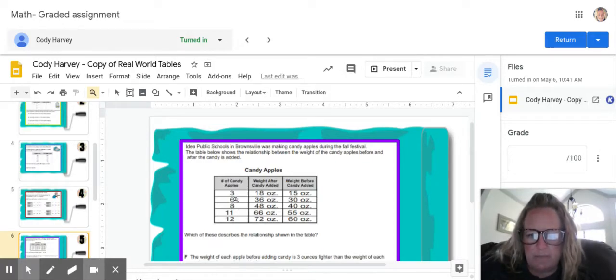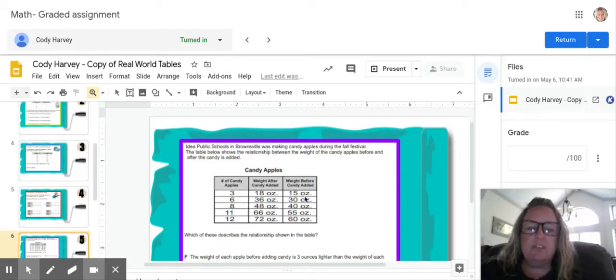So here's 3 apples. 3 apples weigh 18 ounces after the candy's added, and they weigh 15 ounces before the candy's added. Okay, so my first thought would be, it looks like it's 3 ounces, because if you do 18 minus 15, it adds 3 ounces, right? Okay, but that's 3 apples. So really what I have to do is break it down to 1 apple.